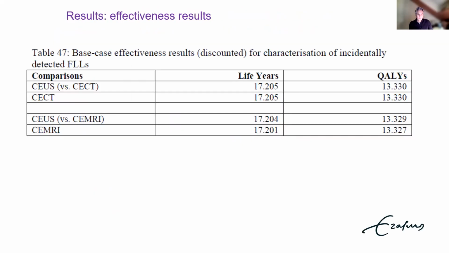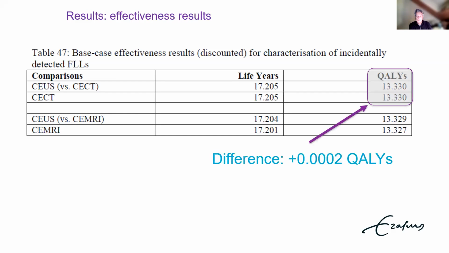What were the results? Life expectancy was 17 years. Quality adjusted life expectancies were lower, as you can imagine, but you can see that the differences are very, very small, essentially really, really small. And I'll say now that it's because the diagnostic accuracy of the two doesn't really differ that much.